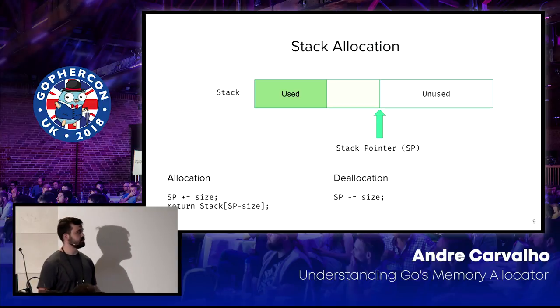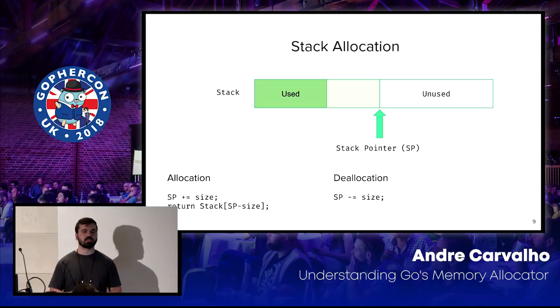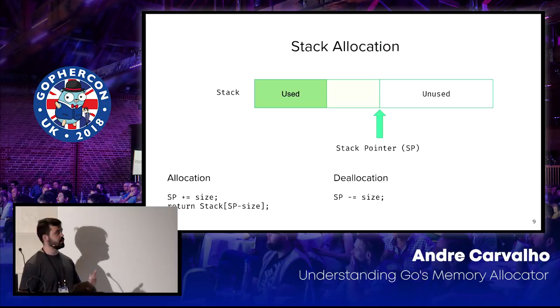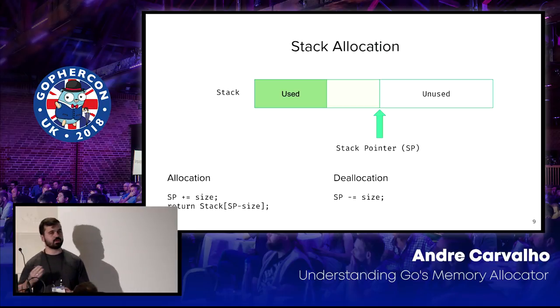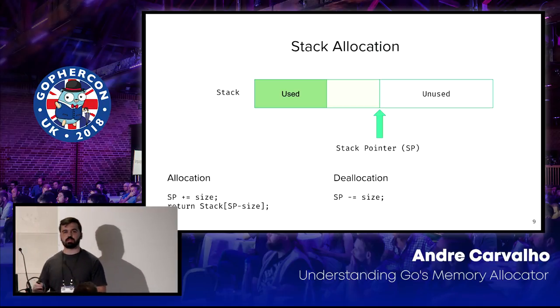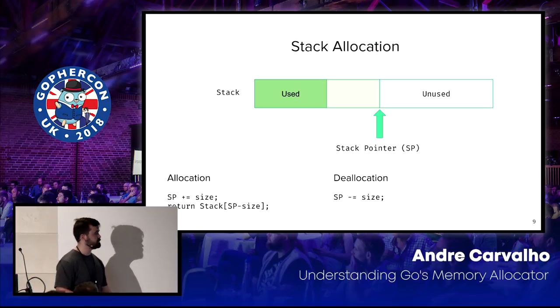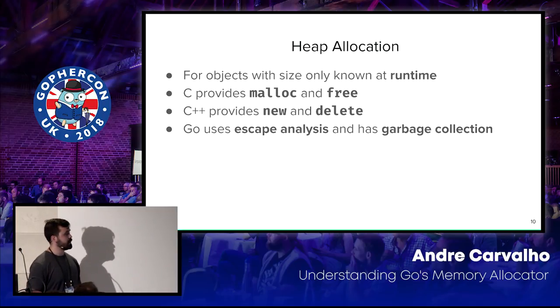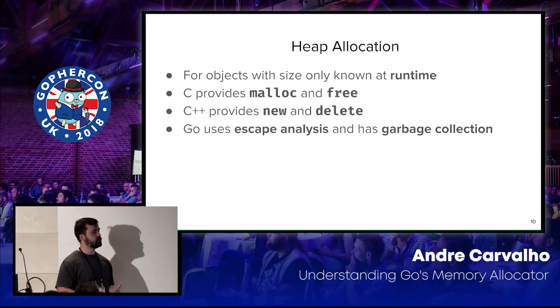This is fairly simple. It's really fast. It's not expensive to do these operations, but it's pretty limiting because I can't deallocate something that was allocated in the middle of the stack. So I need to deallocate in the opposite order that we allocated. So imagine that, and to overcome those limitations, we use heap allocations.